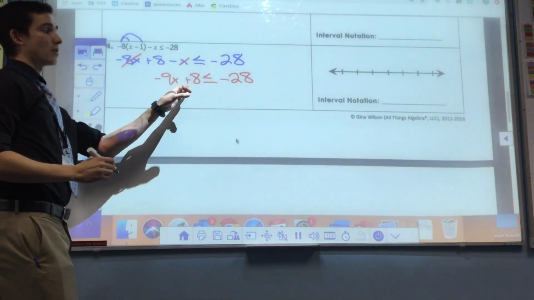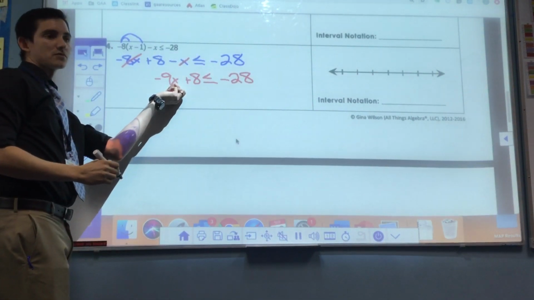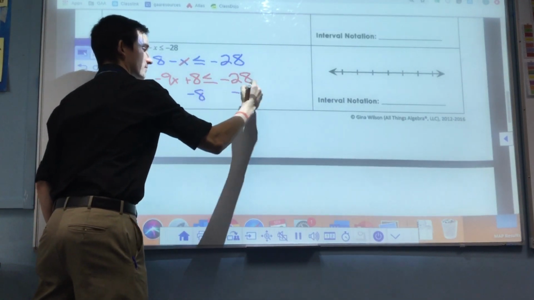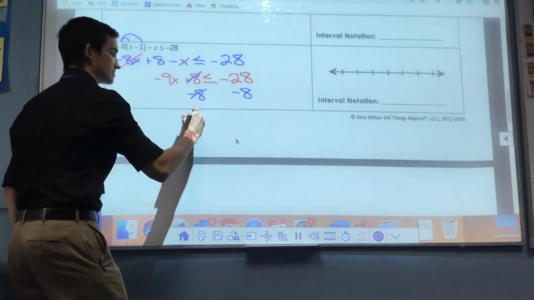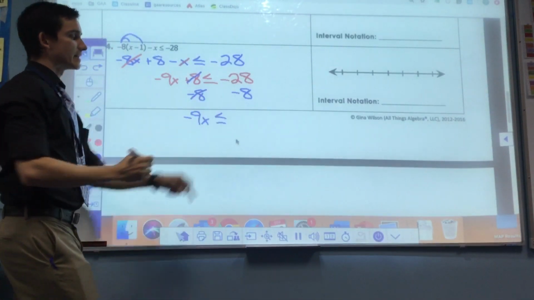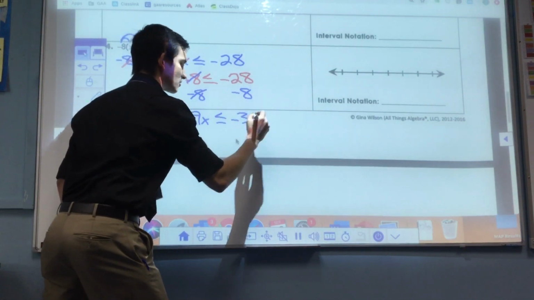I'm going to now try to get my x's by themselves, right? So I'm going to get rid of everything on this side. So I'm going to do -8 on each side. So I'm going to cancel these. -9x less than or equal to -36. Now here's a question.